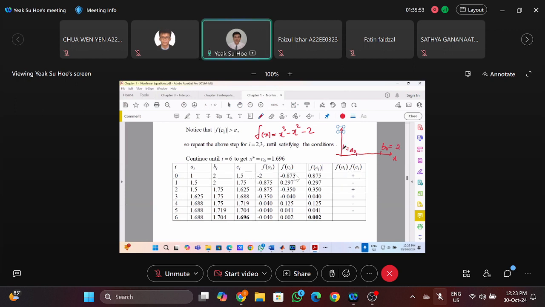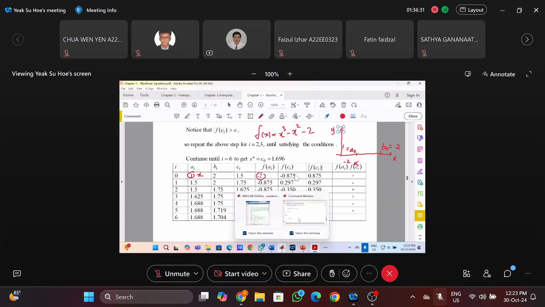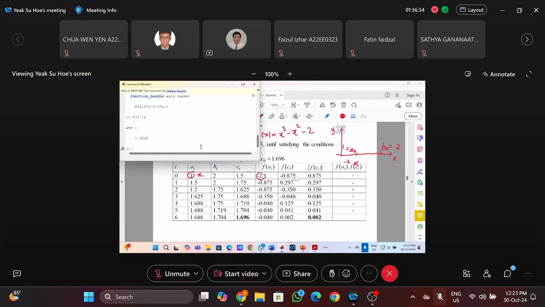So you substitute a0, this is x equals 1, inside this function. Then you get minus 2. So what is the meaning? It means this is your y, so your solution here is minus 2. And then your b, where is your f(b)? How come I don't have f(b)? I show the f(b). So f.